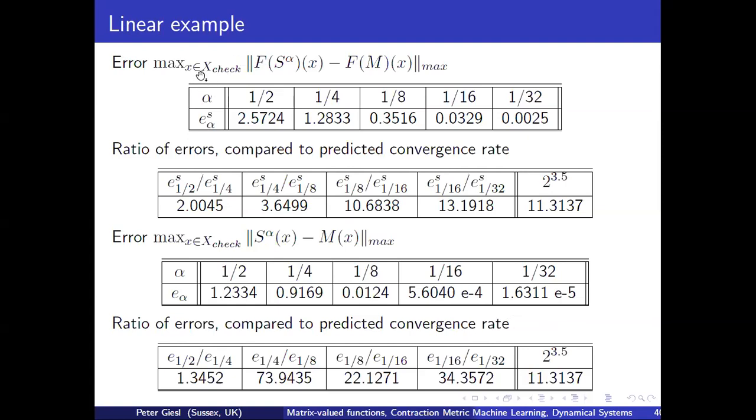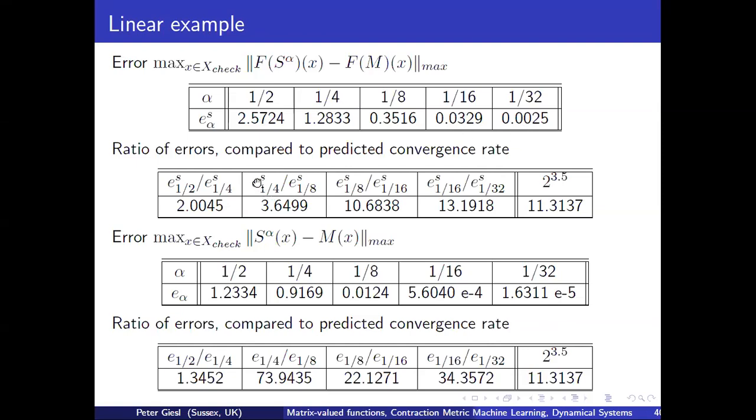So this is the error of f of s minus f of m, and we use different alphas. The alphas correspond to smaller and smaller fill distances by a factor of 2. So the error here decreases, which is obviously nice.